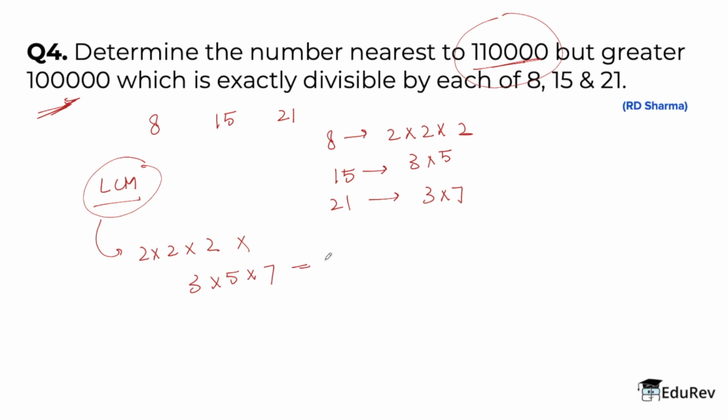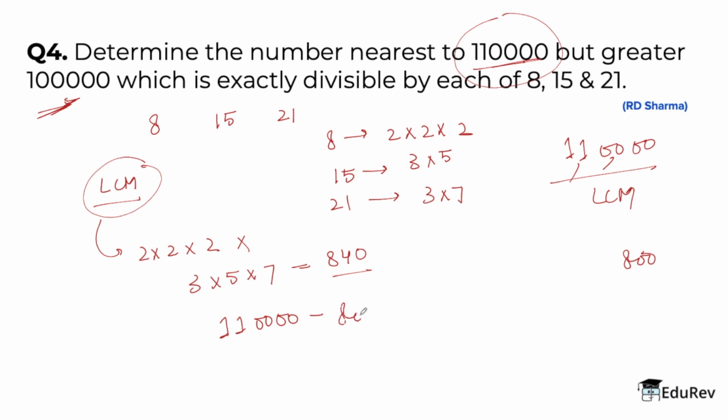Okay, and this is going to be 840. So after multiplying all of this, I get 840. Now, when this number, that is 1,10,000, is divided by my LCM, the remainder of this division is going to be 800. Correct? So when I divide it, the remainder is 800.